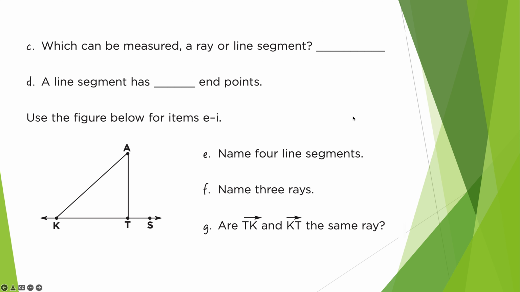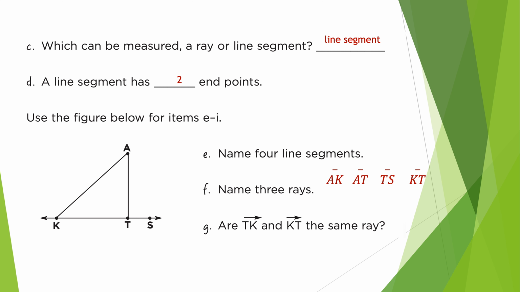Okay. Which can be measured, a ray or a line segment? A line segment, because it has a beginning and an ending point. That can be measured. A ray does not have an ending point. A line segment has how many endpoints? 2. Name 4 line segments in this diagram. AK, AT, TS, and KT. Those are the only 4 segments. Okay, next up, oh, there's also ST. Yeah, we did ST. All right, and OKS would be the last segment.